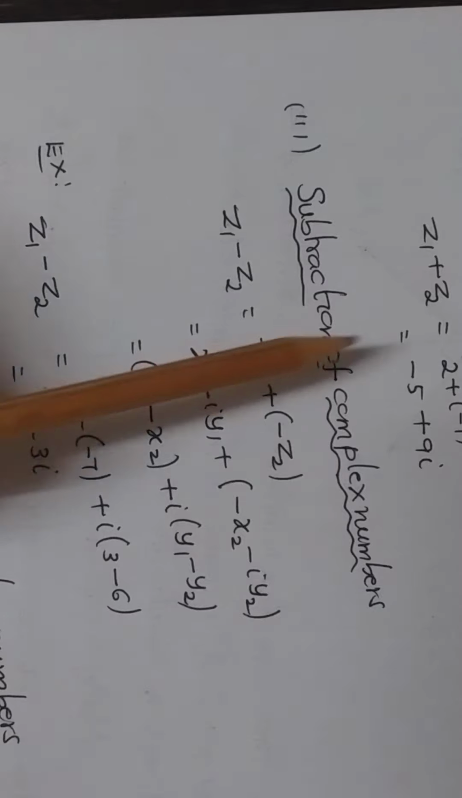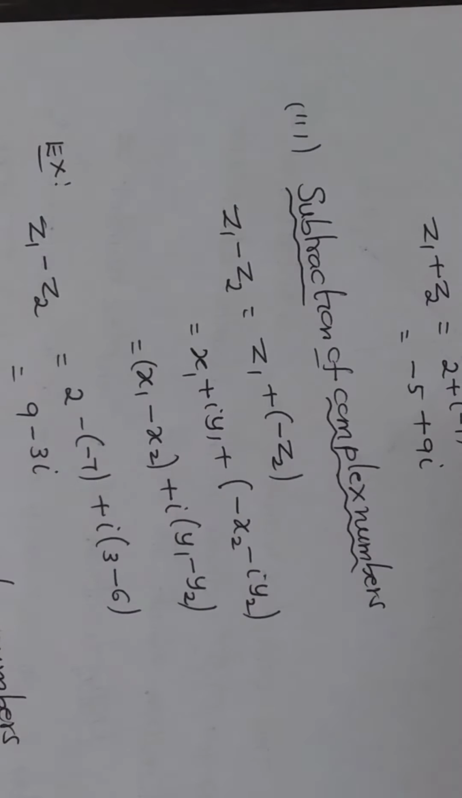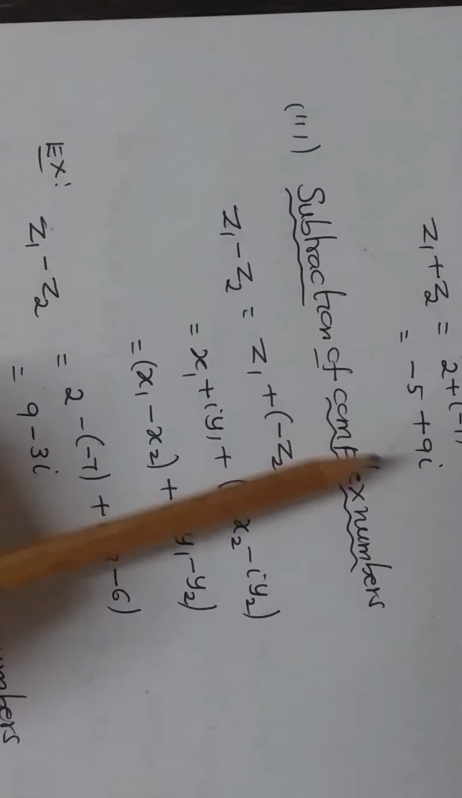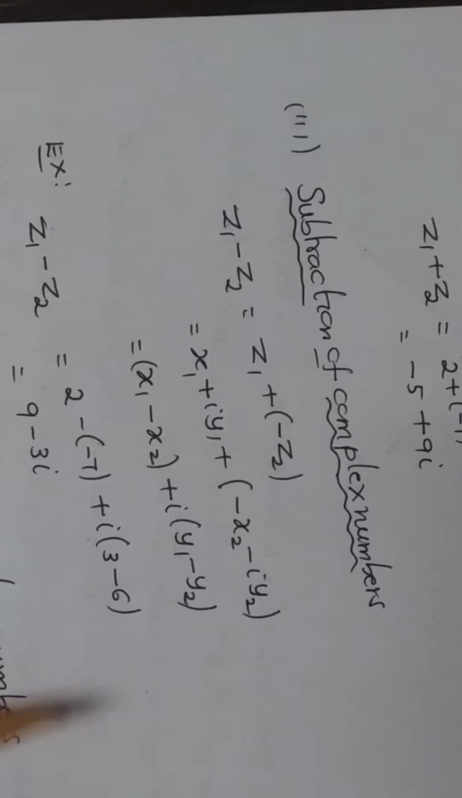Same thing, like z1 plus z2, just as we added the real part separately and the imaginary part separately, in the same way subtract the real part separately and the imaginary part separately. So 2 minus of minus 7. Here there is a minus 7, so minus minus became plus. Okay. Plus i into y1 minus y2. y1 is what? y1 we took 3. y2 is 6. 3 minus 6. So 9 minus 3i. Okay.